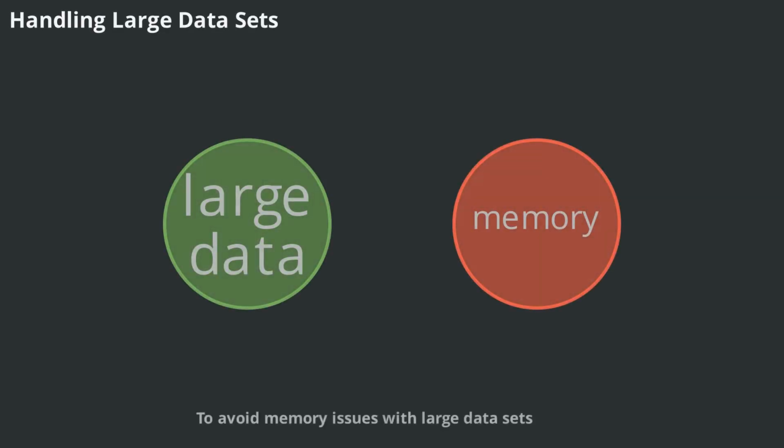To avoid memory issues with large datasets, use the paging library to load data in chunks and display only subsets at a time. RecyclerView efficiently recycles views, reducing memory usage compared to ListView. These strategies ensure smooth performance and scalability for apps handling extensive data.